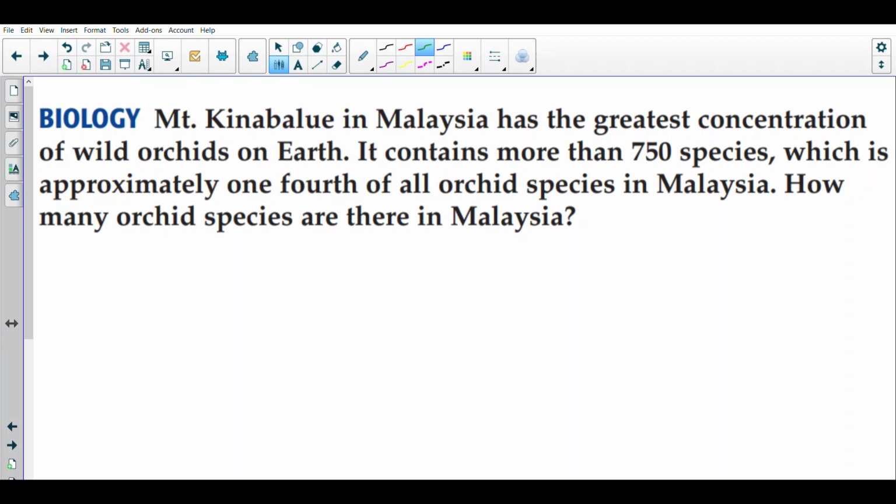Okay. Mount Kinabalu in Malaysia has the greatest concentration of wild orchids on Earth. It contains more than 750 species, which is approximately 1/4 of all orchids in Malaysia. How many orchid species are there in Malaysia? So I'm going to call it X.